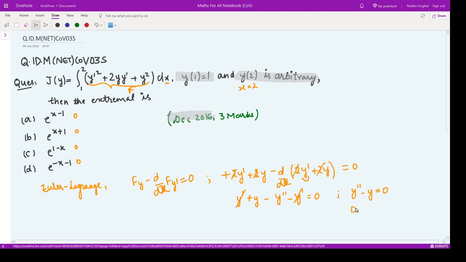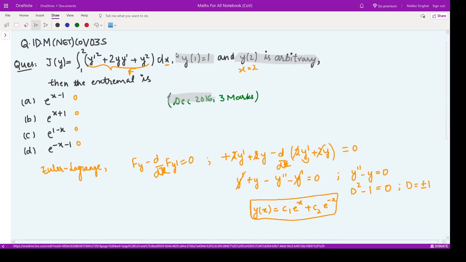So this is the second order differential equation whose auxiliary equation could be written as D square minus 1 equal to 0. So this gives me D is equal to plus minus 1. So our solution y becomes c1 e to the power x plus c2 e to the power minus x, right? So this is our extremal. Here c1 and c2 are constants which need to be determined.